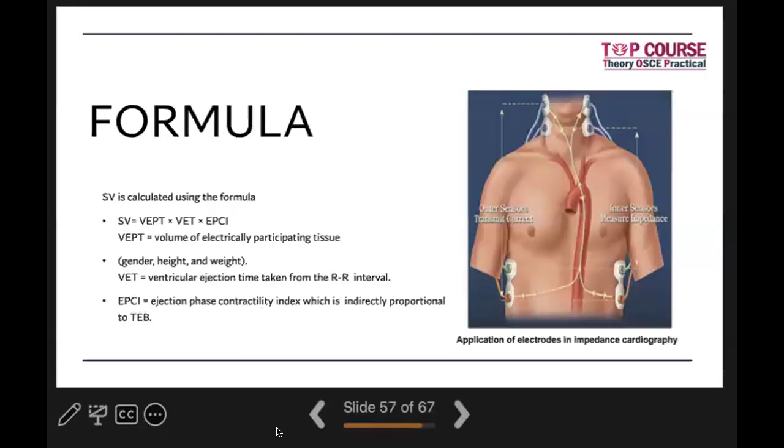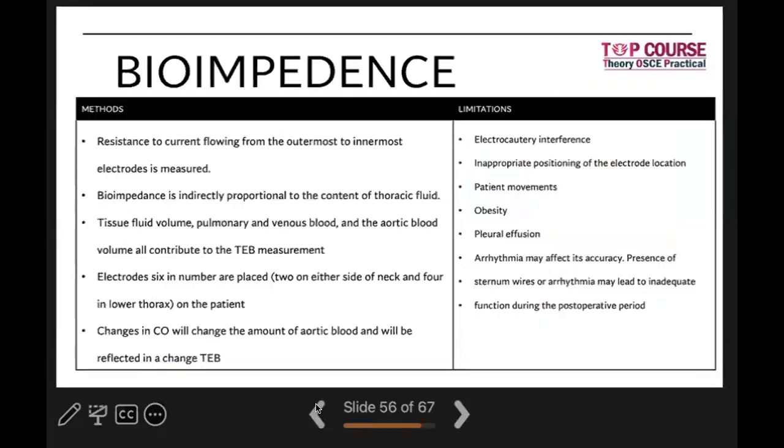So you can see here there is a formula for stroke volume calculation, where it is equal to the volume of the electrically participating tissue, that is the blood volume, the fluid volume, all the participating tissue, and the ventricular ejection time taken from the RR interval using the ECG, and the ejection phase contractility index, using which we can find out the stroke volume.